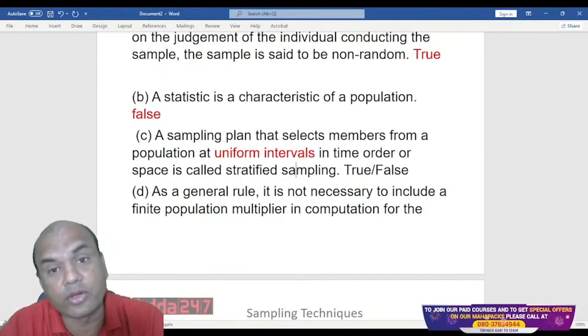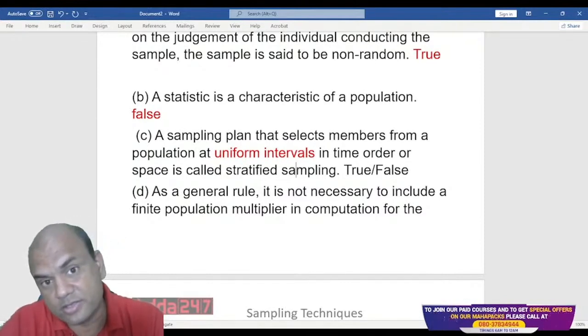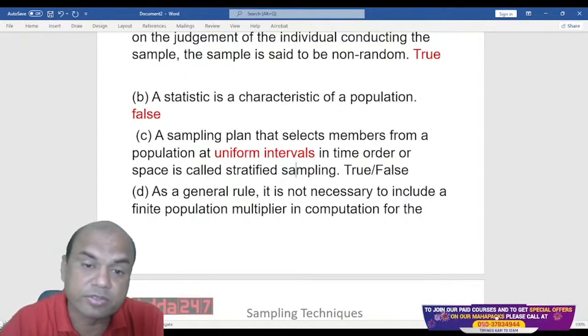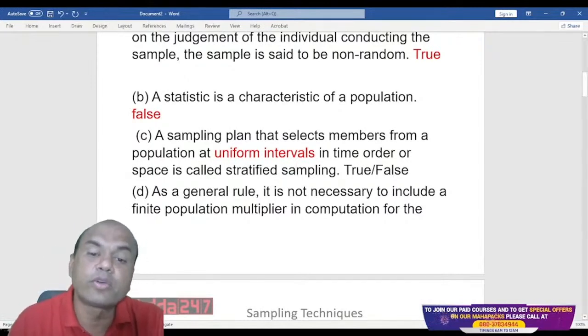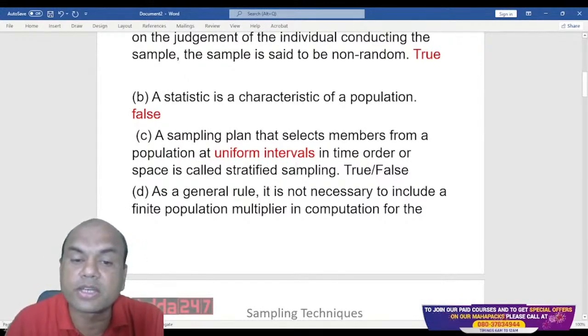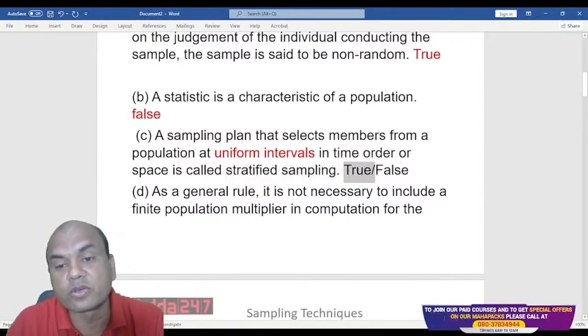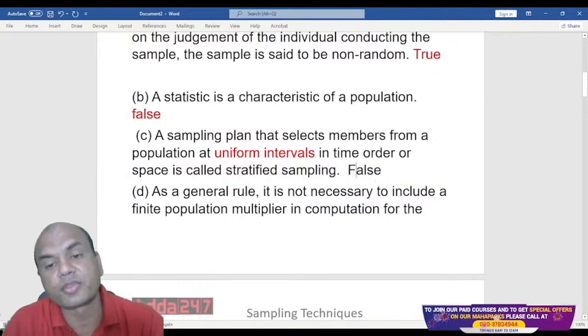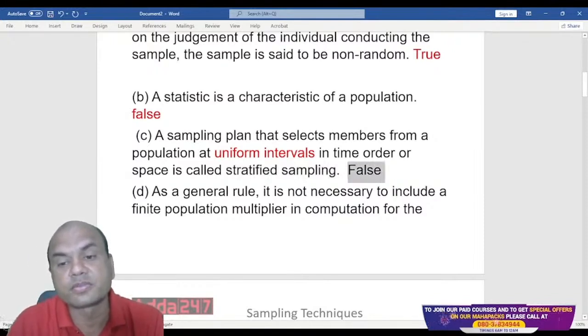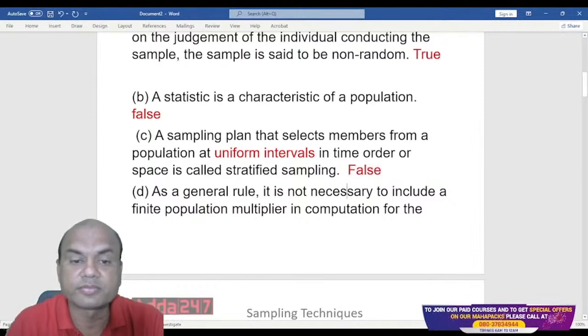Now all of you have to search it. You might have the answers also. So uniform intervals means it is not stratified sampling. It is called systematic sampling. So the answer over here is false again. Okay, it is false. Got it, everyone?